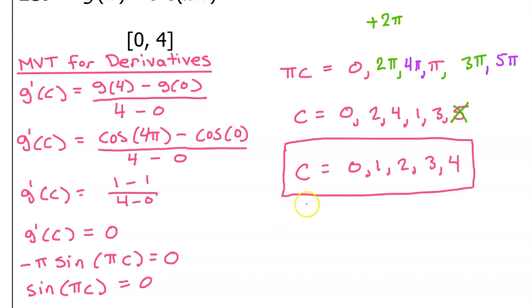The mean value theorem for derivatives guaranteed the existence of one value of c, but here we have found 5 of them. Some people would cross out the 0 and the 4 because those are the endpoints, and that would leave you with a c value of 1, 2, or 3.